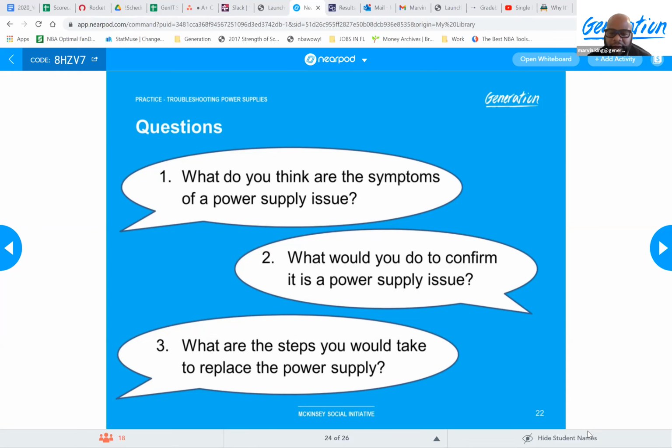What would you do to confirm it is a power supply issue? What would you do, sir? I would test the power supply itself with something to measure with. I can't think of it right now. Am I on the right track? There is a power supply tester, so yeah, that's an option. Anybody else can help them?